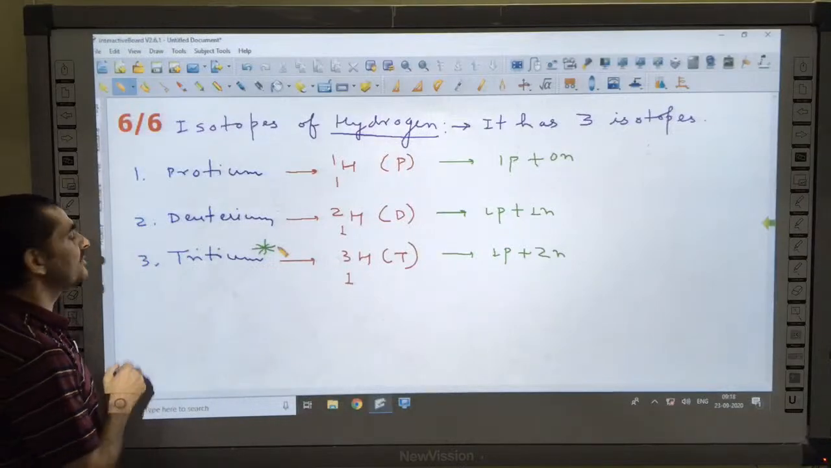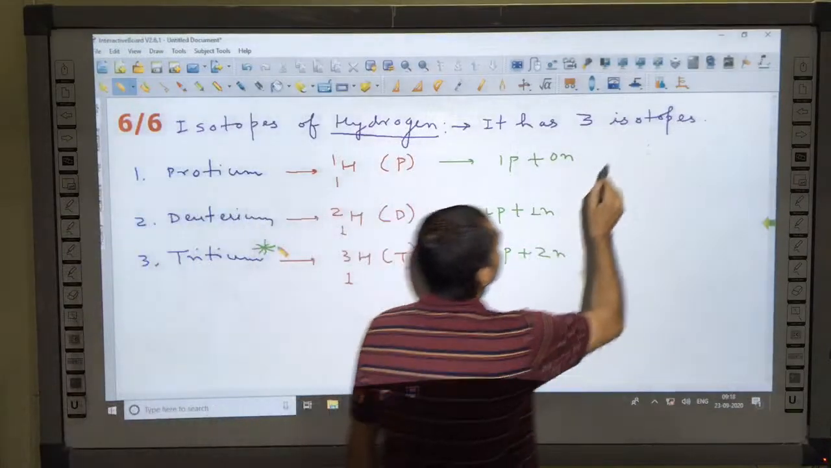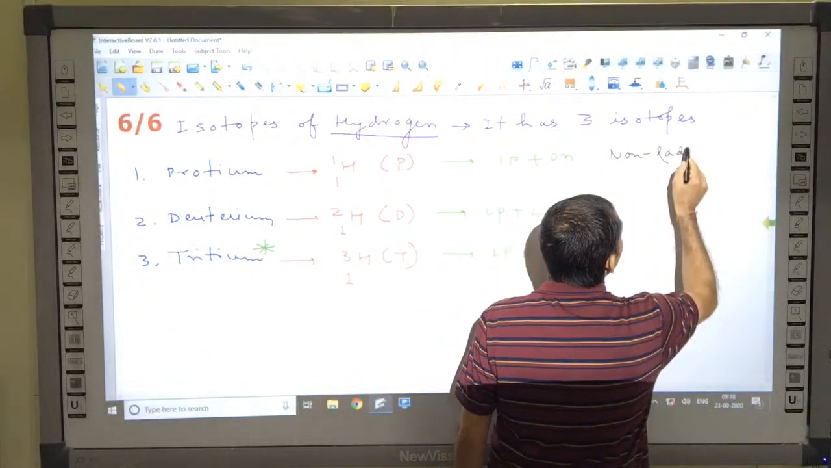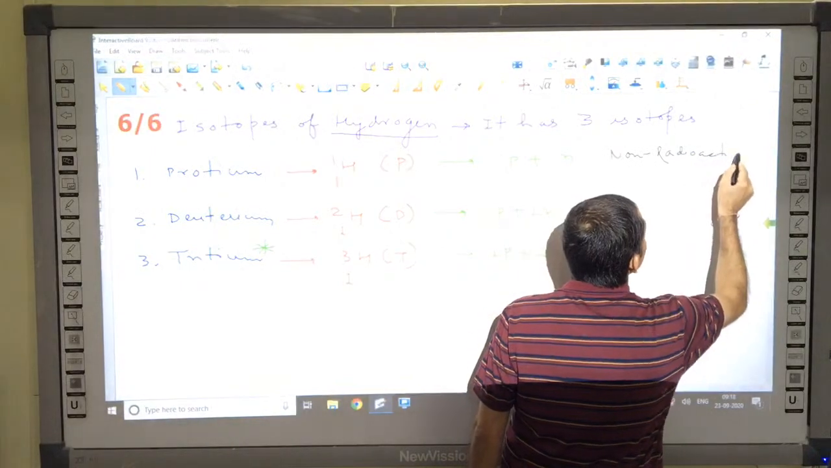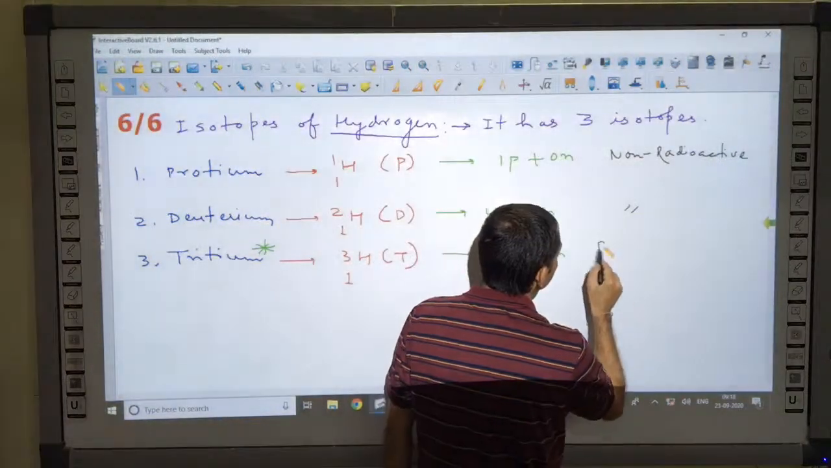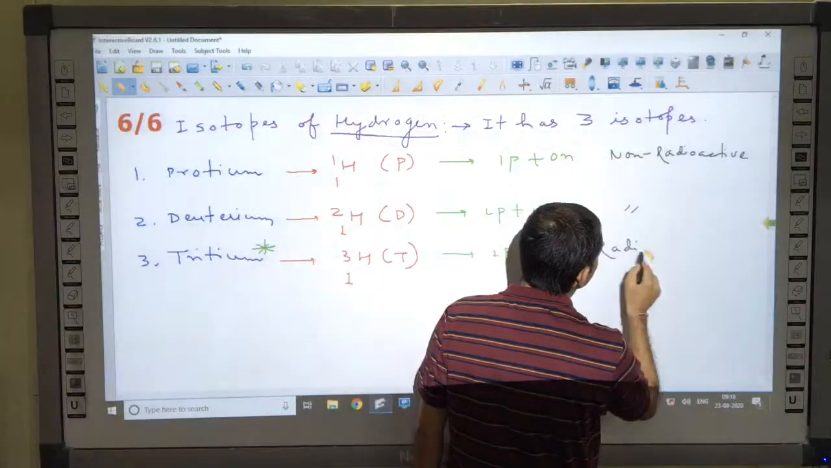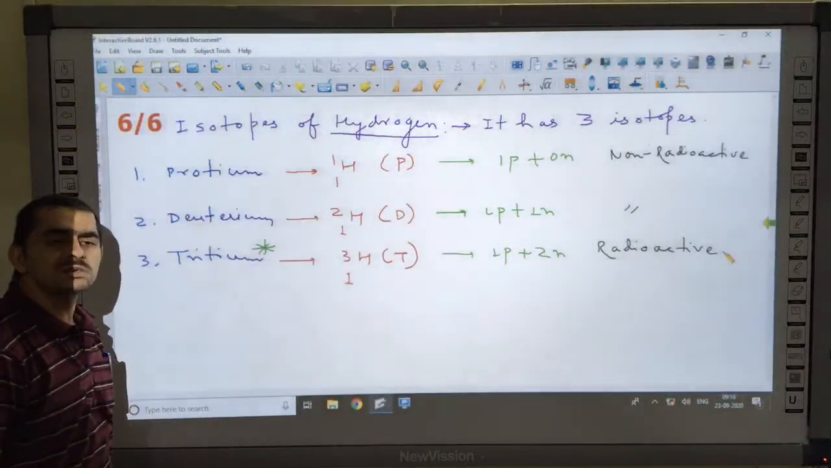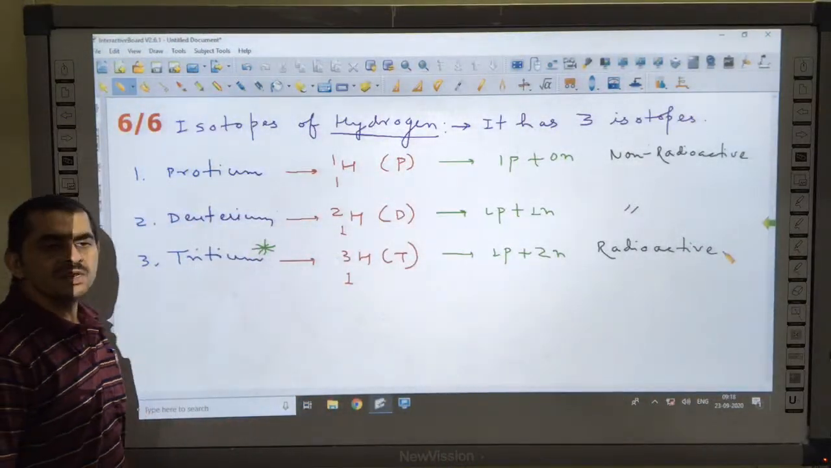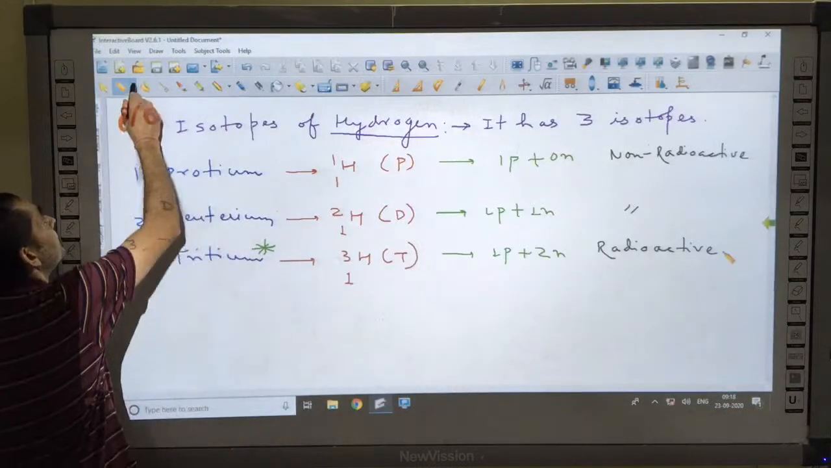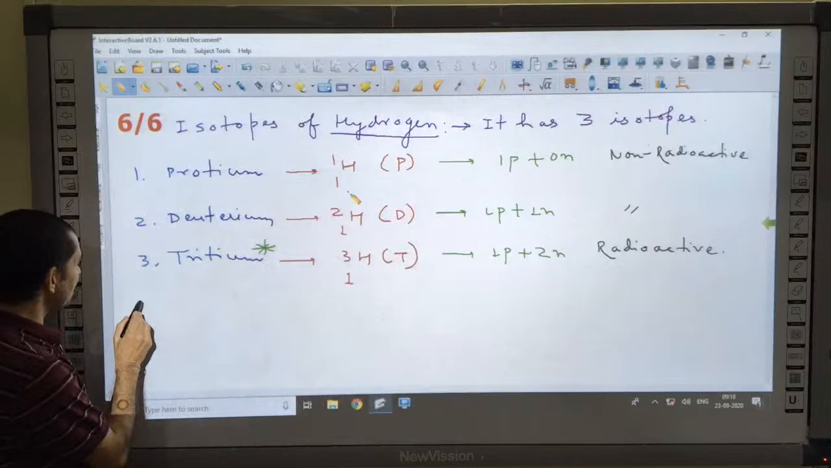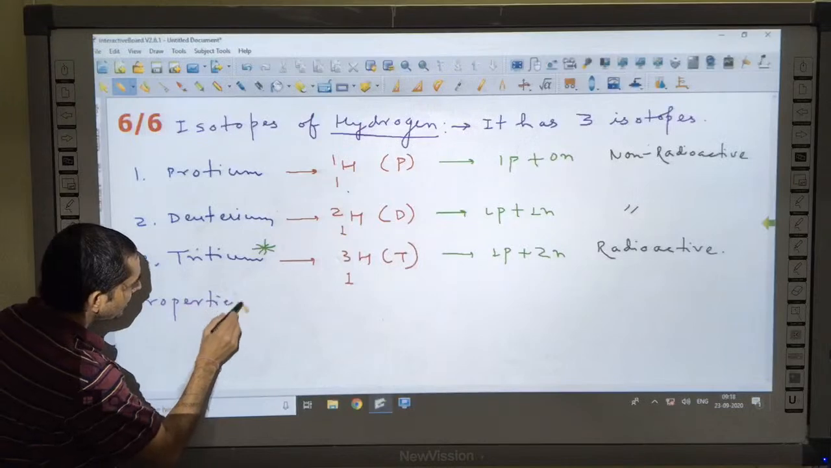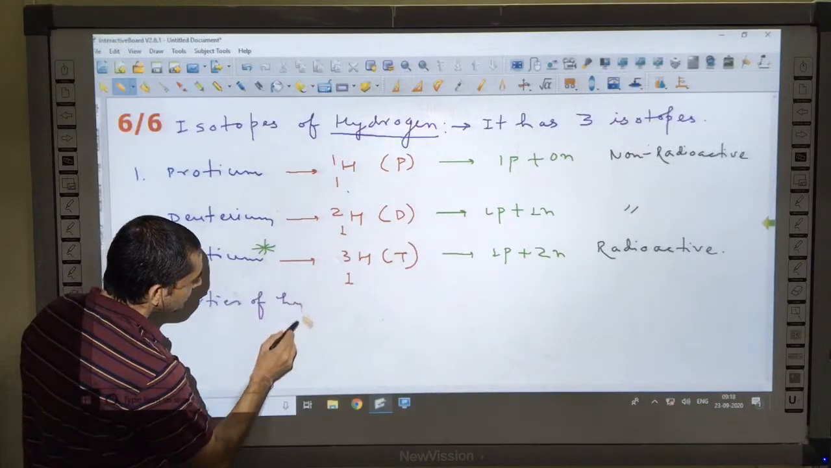Okay, what about the nature of these? The first two are non-radioactive, but tritium, this isotope of hydrogen, is radioactive. So these are the three isotopes of hydrogen, and the last one is radioactive in nature. Understood? Then physical properties or properties of hydrogen.